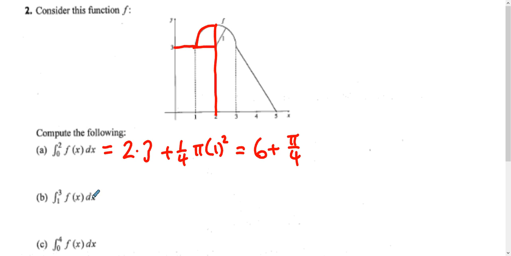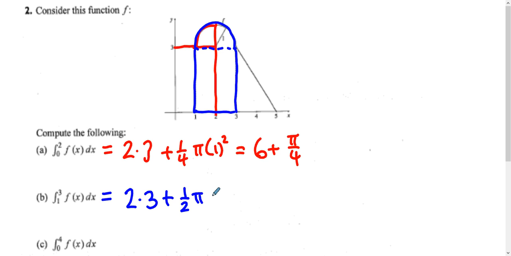Then the integral from 1 to 3, well, the integral from 1 to 3 is a rectangle with a semicircle on top. The rectangle is base times height. The semicircle is 1/2 pi r squared. Nothing fancy there.